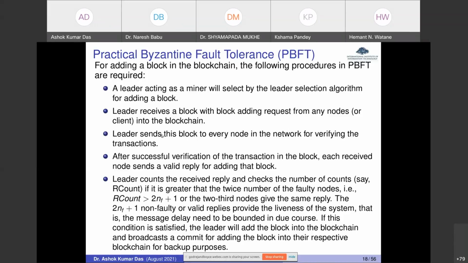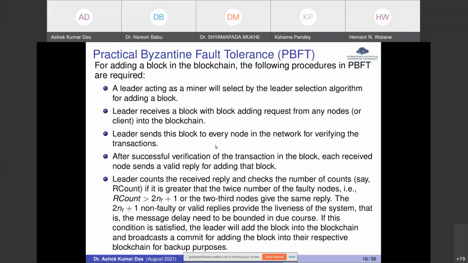Then what will the leader do? The leader will now send this block to every node in the network for proposing the transactions, known as the peer nodes. They will basically verify the transactions.